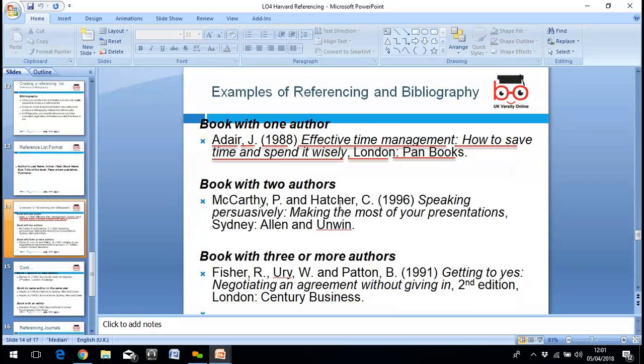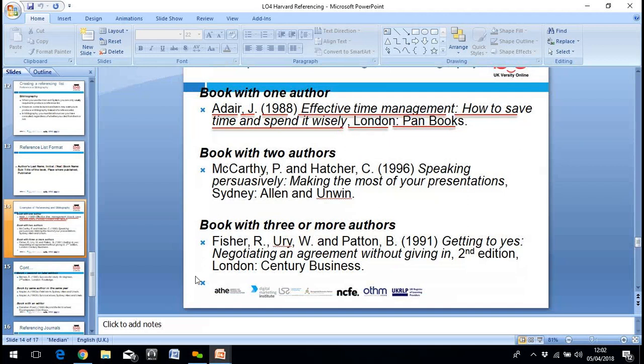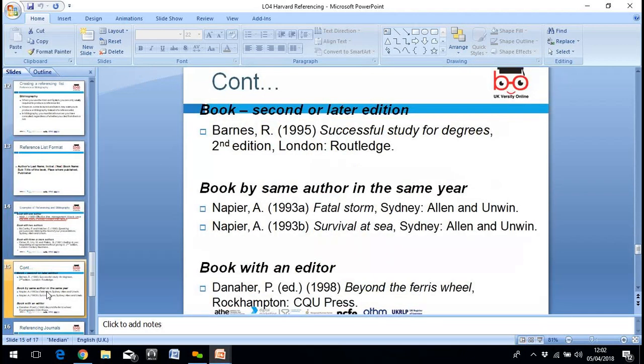An example of referencing: book with one author, ATHE, Effective Time Management: How to Save Time and Spend It Wisely, London, Pan Books. Two authors, you just add that one in, and it's done exactly the same way. Three authors, it will list them: Fisher, Ury, Patton, Getting to Yes: Negotiating Agreement Without Giving In, second edition, London, Century Business. If it's a second edition, then say so. Study for Degrees, second edition, London, Routledge.